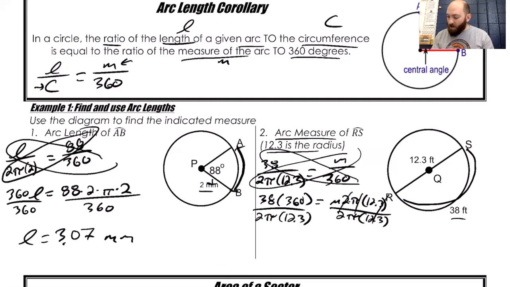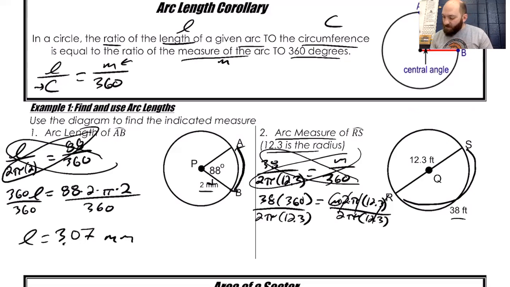Okay, so that's all gone. So I'm going to be left with m. This is what my calculator needs to look like: 38 times 360. So I'm going to do that on mine right here. So 38 times 360. And my denominator is going to be 2 pi 12.3.